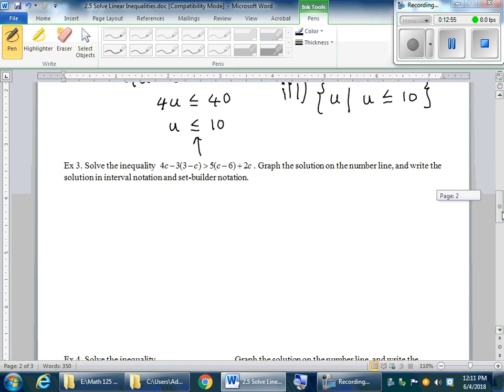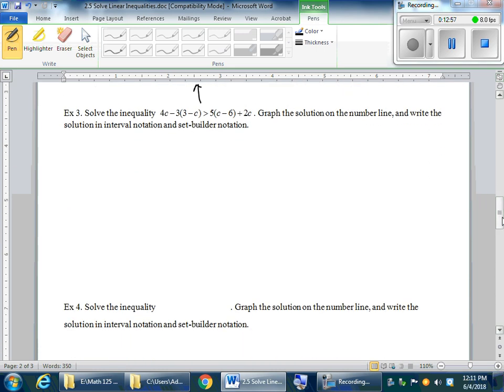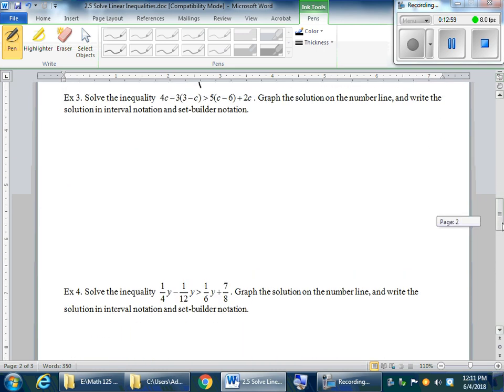Next question. So very similar to the previous one, we're going to solve it first. So solving it, I need to distribute negative 3 to both of the terms, and on the right-hand side distributing 5 to both of the terms.